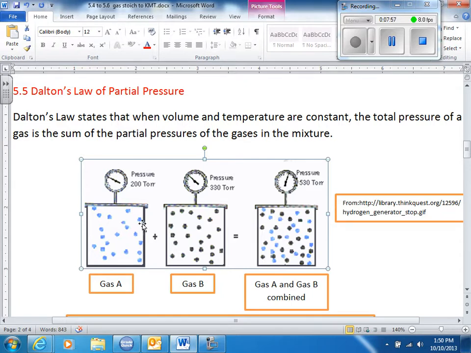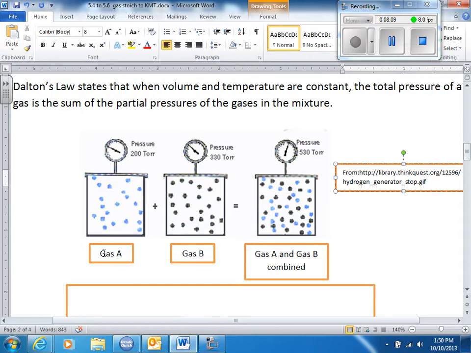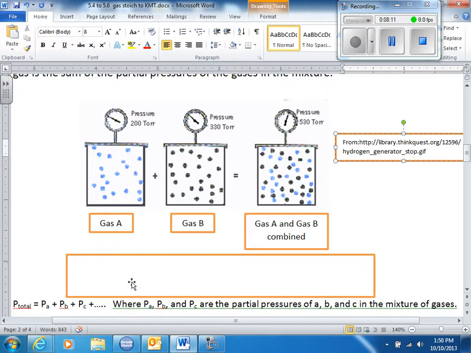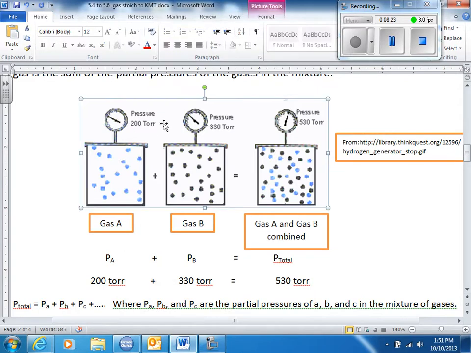So if we have 2 gases, A and B, and we mix them into a container, now we've combined them. This is just where I got that picture from. I made everything else up. So whatever the pressure here plus the pressure here will equal the total pressure over here, and that's what this says right here. It says PA plus PB is equal to P total, and if you look at the actual pressures that were given, 200 torr plus 300 torr gives 530 torr right there, and it worked.